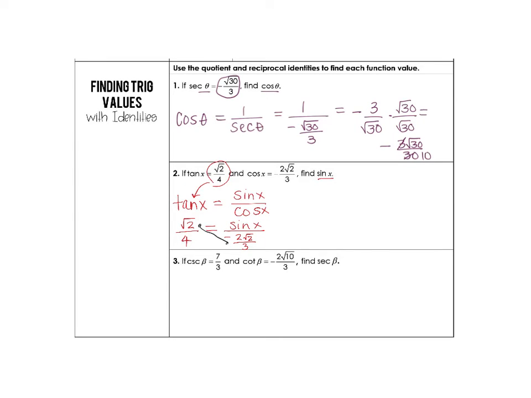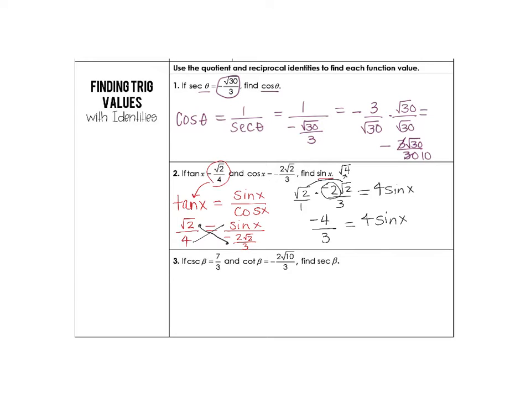So I'm going to multiply here to here. So that's going to be the square root of 2 times negative 2 root 2 over 3 is equal to 4 times sine x. And notice here, that's the same thing as square root of 2 over 1. So when we multiply those square root of 2's, that is going to give you the square root of 4, which simplifies to 2. So I have negative 2 times the 2 that comes from here. So that's going to be negative 4 over 3 equals 4 sine of x.